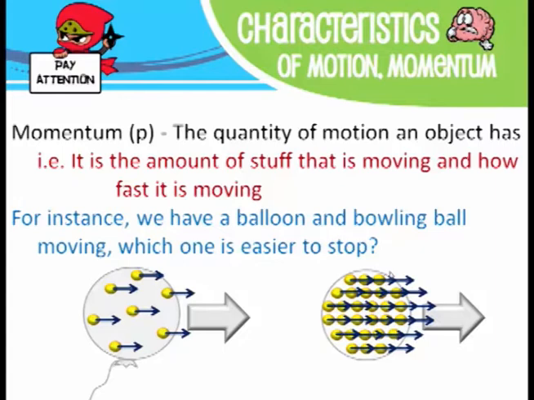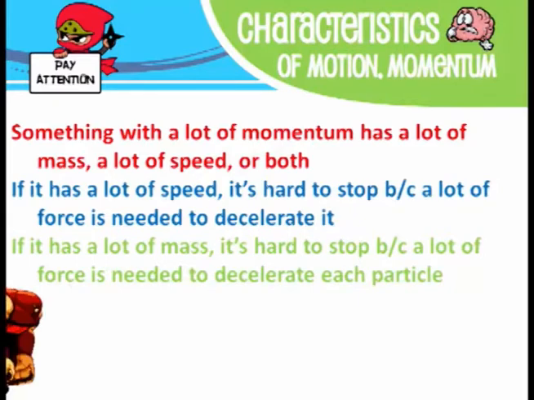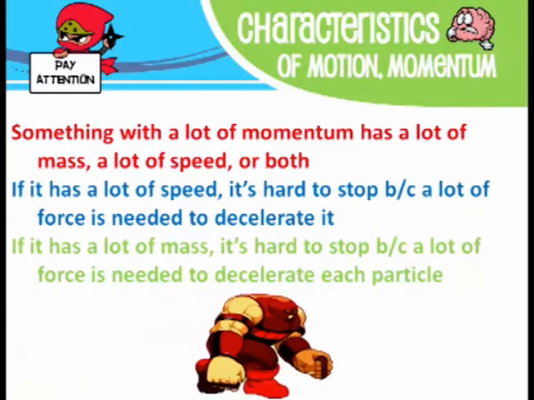If a car comes at you and hits you, you're probably not going to stop the car, because the car has a lot more momentum than you have the ability to stop, given the strength of a car. If a bicycle comes at you, you could probably stop a bicycle, right? You might get hurt, sprain an ankle or something, but you could probably stop it. So something with a lot of momentum has a lot of mass, a lot of speed, or both.